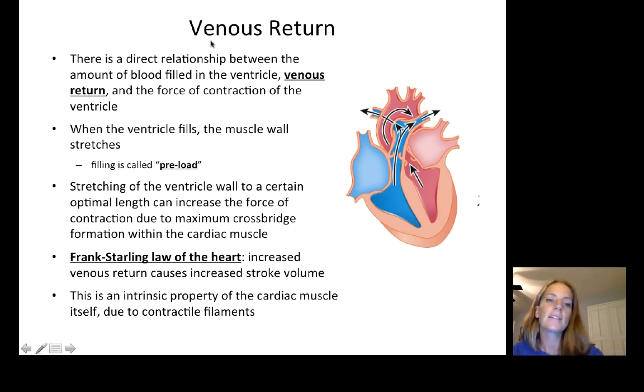So the last bit here is something that we are going to talk more about in the next lecture, but I want to introduce it here while we're already on the subject of end diastolic volume. What's interesting here is that the amount of blood returning to the heart, or the venous return, is directly related to the force of contraction of the ventricle. So as the ventricle fills from the vena cava and from the pulmonary veins, the ventricles are going to fill, the muscle wall is going to stretch.